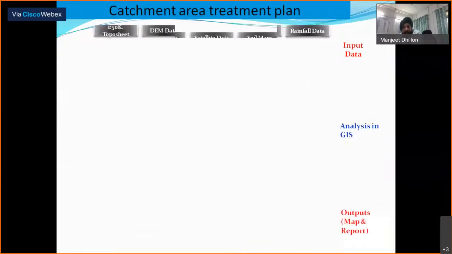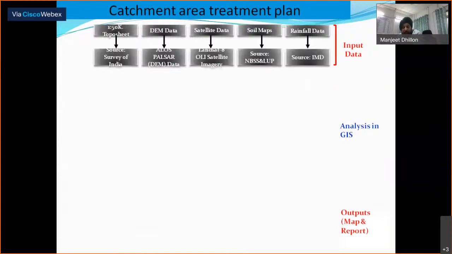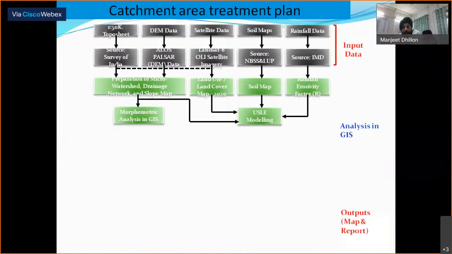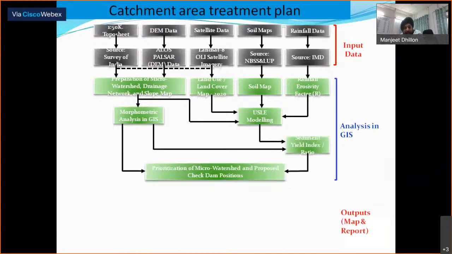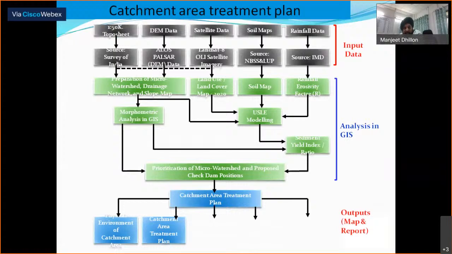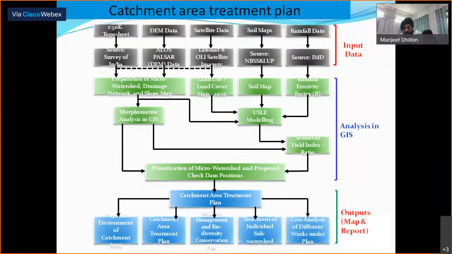And then, of course, the catchment treatment plan. Then we have this input data and the sources. And, of course, what we process and then analyze. We got USLE modeling or formetric modeling. We actually discussed this with an organization called the National Soil and Land Use Planning Organization, a separate organization doing this work. So this is after discussion with them. The catchment, sediment, environment of the catchment area treatment plan, management of biodiversity, and even treatment of individual sub watershed, post analysis can be done.